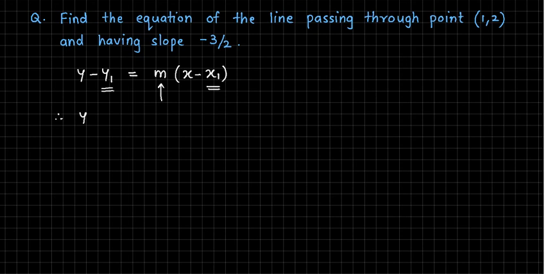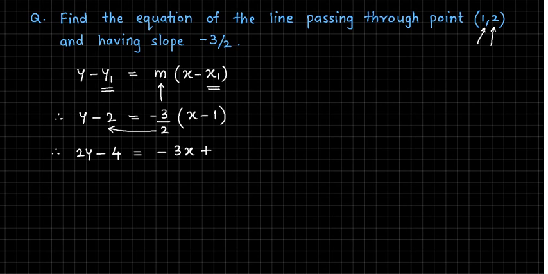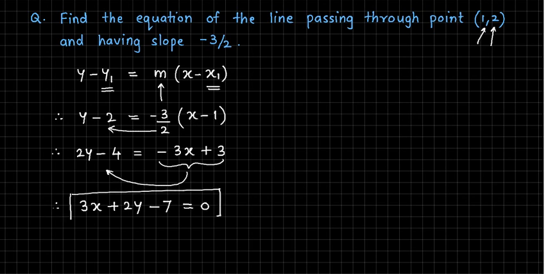So therefore we have y minus y1, the y coordinate of the given point, is equal to slope, -3 by 2, into x minus the x coordinate of the given point. That's it. We have to now just simplify this. So bringing the 2 on left side and multiplying, we get 2y minus 4 is equal to, on right side -3 will multiply and we'll get -3x plus 3. And bringing all these terms on left side, we will have 3x plus 2y minus 7 is equal to 0. That is the equation of the required line.